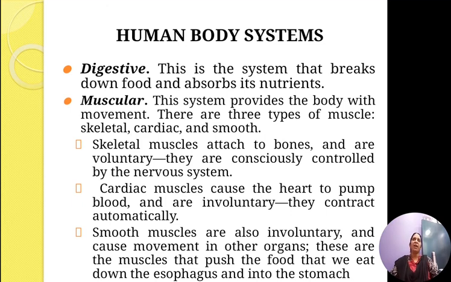They contract automatically. As I told you, we have 2 types, voluntary and involuntary. Involuntary is not under our control. They are controlled automatically. Smooth muscles are also involuntary and cause movement in other organs. These are the muscles that push the food that we eat down the esophagus and into the stomach.